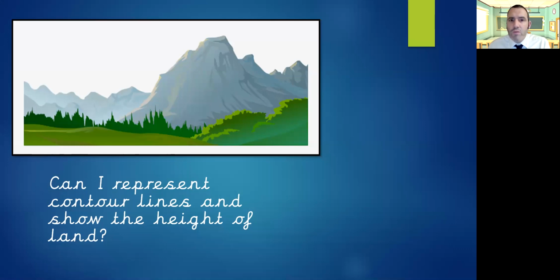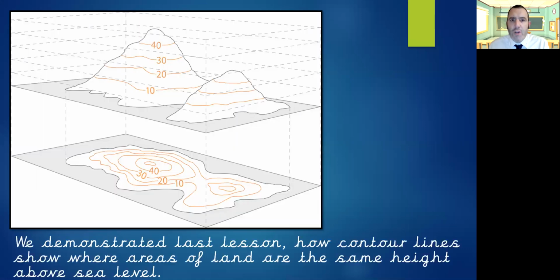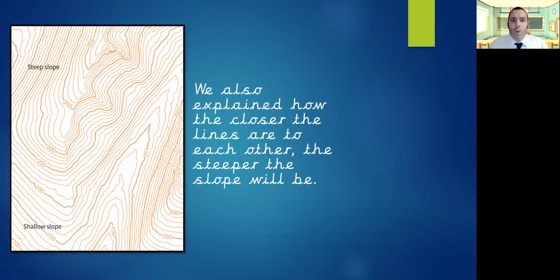So just to recap from what we did last lesson, we demonstrated that contour lines show where areas of land are the same height above sea level. Contour lines, if you follow them, will generally connect together to show lots of areas that are all the same height. We also explained that if you look on a map and you see lots of contour lines really close together, it's going to be a really steep slope. The further apart they are, the more shallow that slope will be.